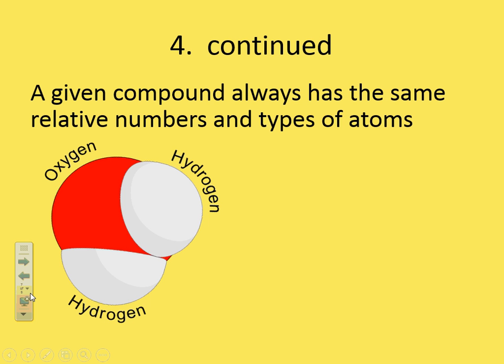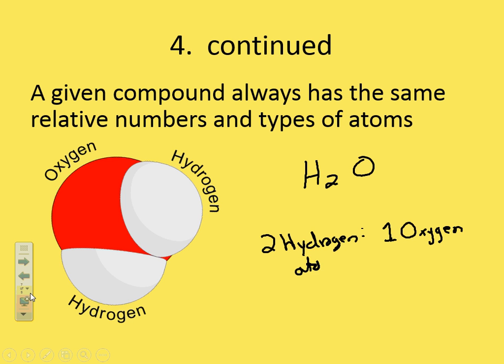We also know that a given compound always has the same relative numbers and types of atoms. So if we look at that H2O again, whenever you have 2 hydrogen atoms to 1 oxygen atom, you know that is water. So I'm going to write this oxygen so you don't think it's 10. And let's rewrite this guy and write 2 hydrogen. And these are 2 hydrogen atoms to 1 oxygen atom. And this is true to this day.